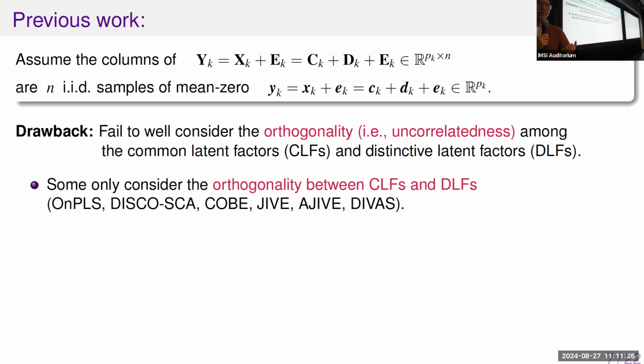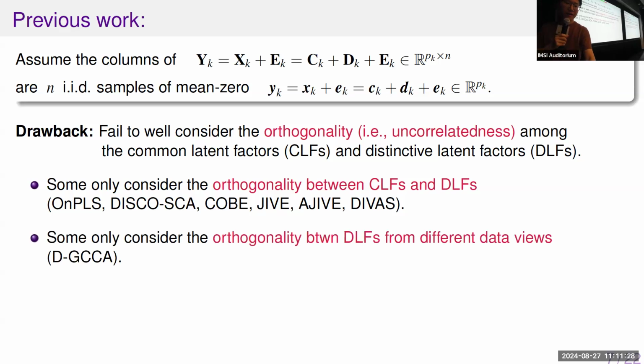For example, the famous stripe method. Some only consider the orthogonality between distinctive latent factors from different data views. So we can see here we have 2 types of orthogonalities. One is between the common latent factors and distinctive latent factors. The other is the orthogonality between distinctive latent factors from different data views.